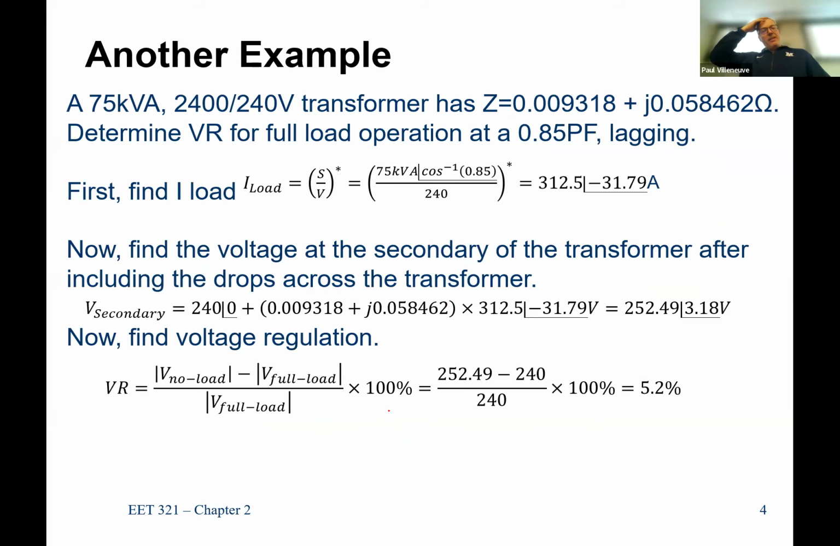All right, here's another example. We have a 75 kVA, 2400 to 240 volt transformer. This could be something outside of your dorm. Campus has a 4160 volt underground distribution system, and if you take 4160 divided by the square root of 3, you end up with 2400 volts.